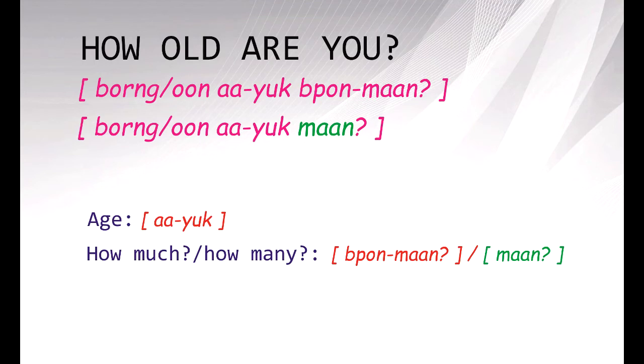And we have two ways to say it. Number one, bong ayu pon man or on ayu pon man. But you have one more option. You just say bong or on ayu man. So pon man means how much or how many. Shorter, you just say man. So it's easy to ask about price, right? When you come to Cambodia and go to the market, you want to buy something, just say how much? Just say man, man.